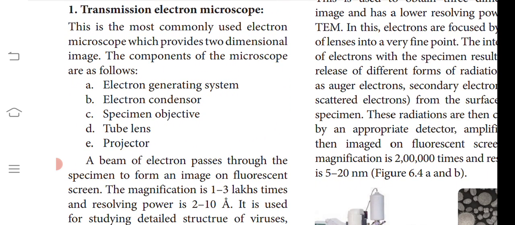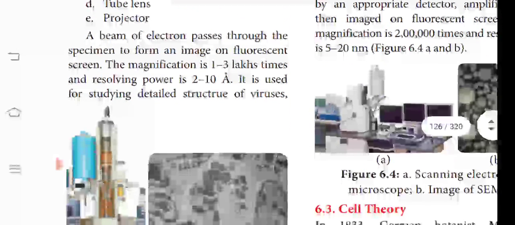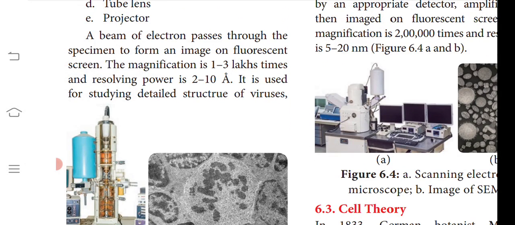What are the parts of the transmission electron microscope? Electron generating system, electron condenser, specimen, objective, tube lens, and projector. So first the beam of electrons is passed through the specimen to form the image on a fluorescent screen. Okay, so whatever you are viewing, you are not viewing the specimen, you are viewing it on the screen only. Do you follow? In the light microscope you see the specimen as such, but in the electron microscope you will see it on the screen.